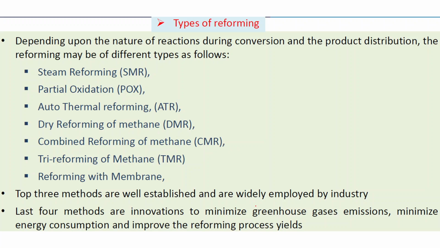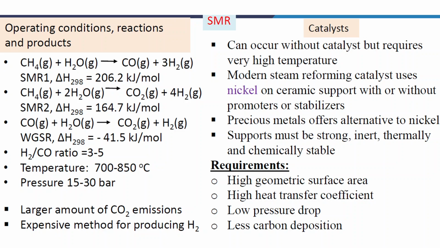So different types of methane reforming techniques are available. Basically, the first one is steam reforming, then partial oxidation reforming, then autothermal reforming. These three are the most widely used, basically the commercial ones. And then dry reforming of methane, combined reforming of methane, which is basically bi-reforming, then tri-reforming, and reforming with membrane. These methods are still under development. So let us move on to different kinds of reforming. Firstly, the steam methane reforming.